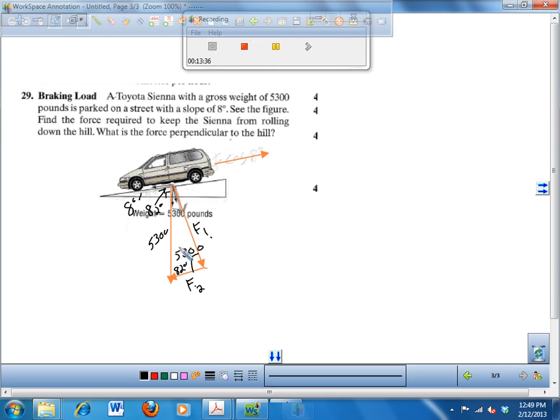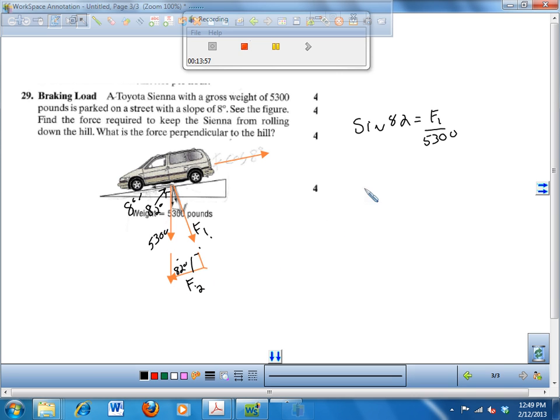Okay, this is kind of confusing. Anyway, you get that the sine of 82 equals force 1 divided by 5,300, and that would give you the perpendicular force.